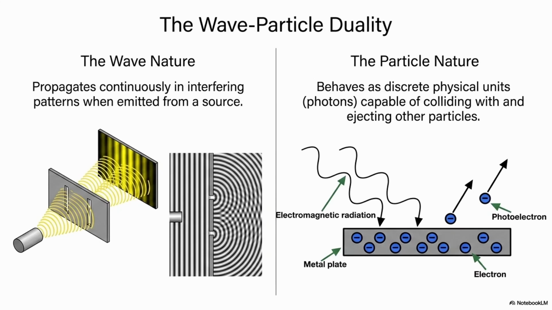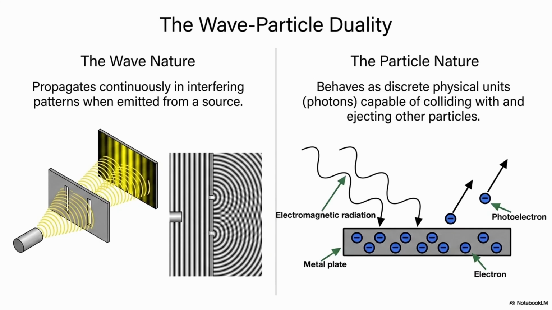So the visual breaks this into 2 natures. First, the wave nature. You have a double slit setup. You shine light through a barrier with 2 little slits. And on the wall behind it, you don't get 2 illuminated lines. You get this overlapping zebra stripe pattern of interference. It looks exactly like water waves crashing into each other. Yeah, they amplify in some spots and cancel out in others. That interference is undeniable proof that light is propagating as a continuous wave. Because solid particles wouldn't make zebra stripes. They just clump up behind the slits. Exactly. But then you look at the other side of the slide, exploring the particle nature. This shows electromagnetic radiation hitting a metal plate.